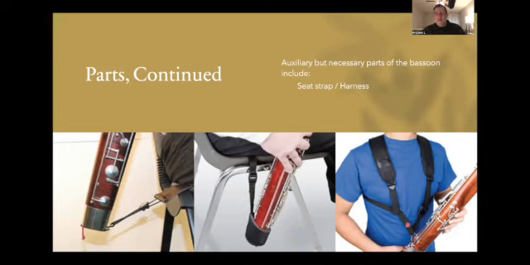And then we have here a harness. This is a chest harness, one that goes around the body, and then it's held up on either a neck strap hook or on a balance hanger, which we will go over in a second.